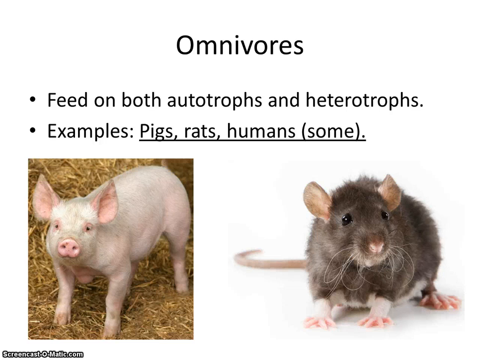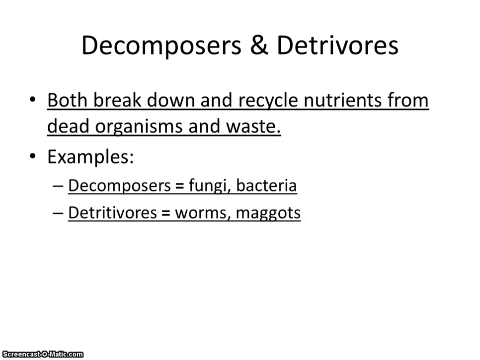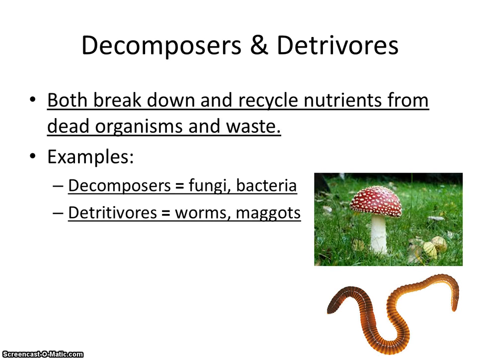And then we have detrivores and decomposers. So they're breaking down and recycling nutrients from dead organisms and wastes. The main difference is decomposers release chemicals kind of externally. Detrivores digest it internally. But either way, they're still breaking down dead, decaying matter and recycling those nutrients. So you have fungi and bacteria, or decomposers. Detrivores would be like worms and maggots.